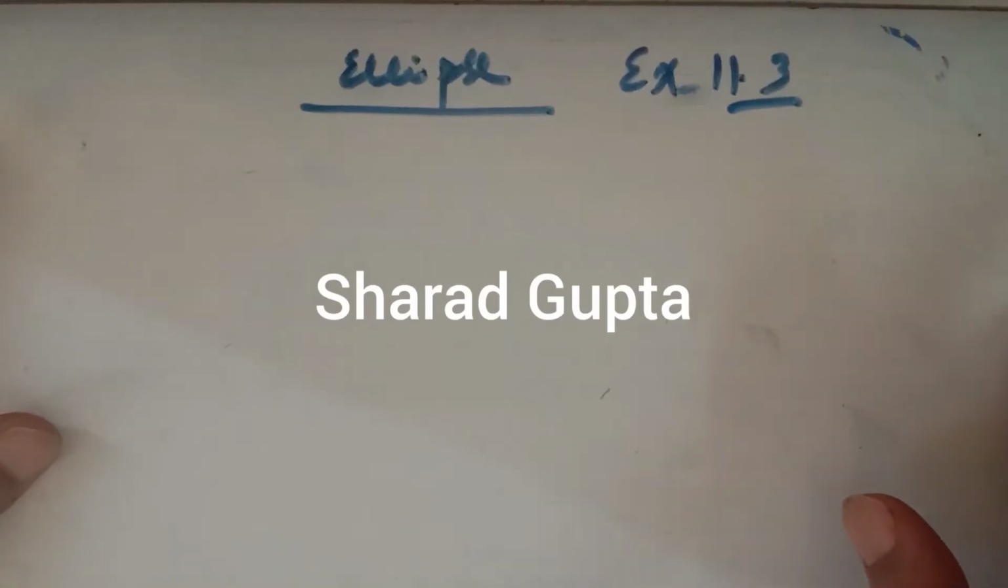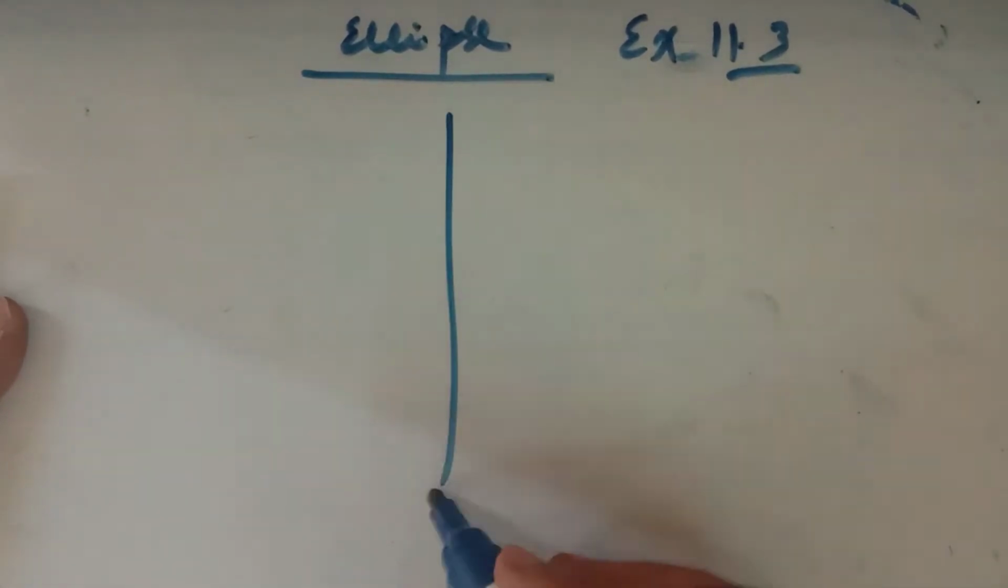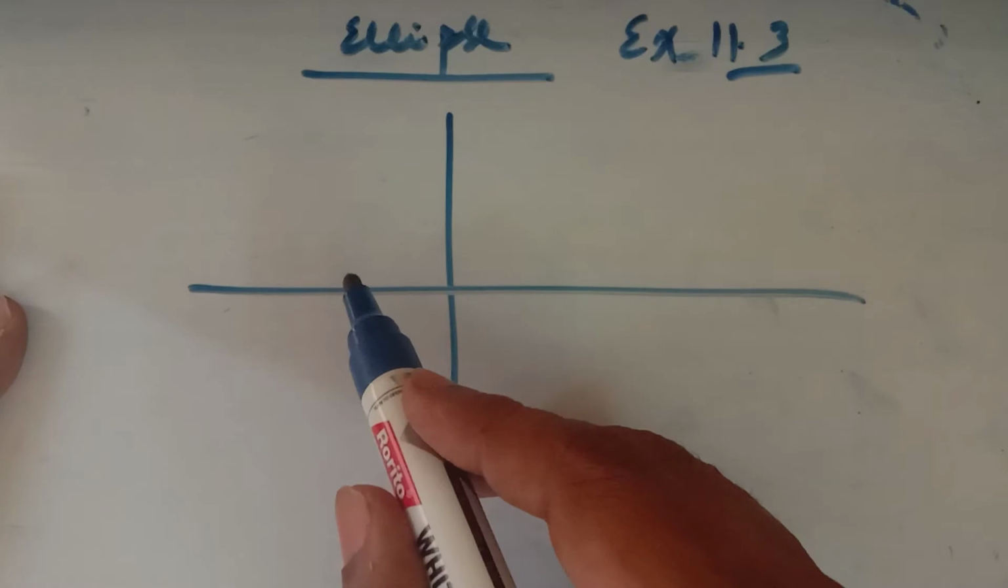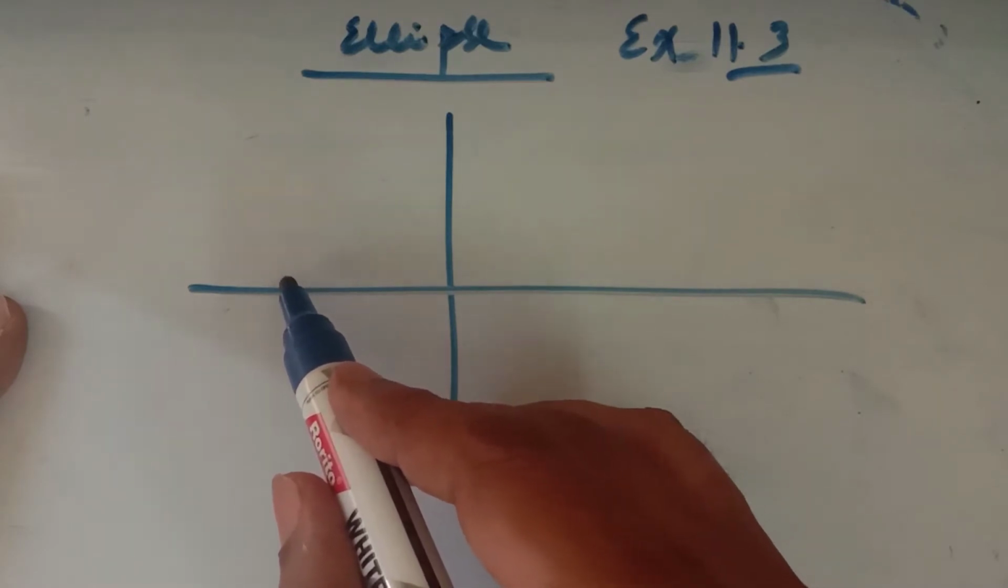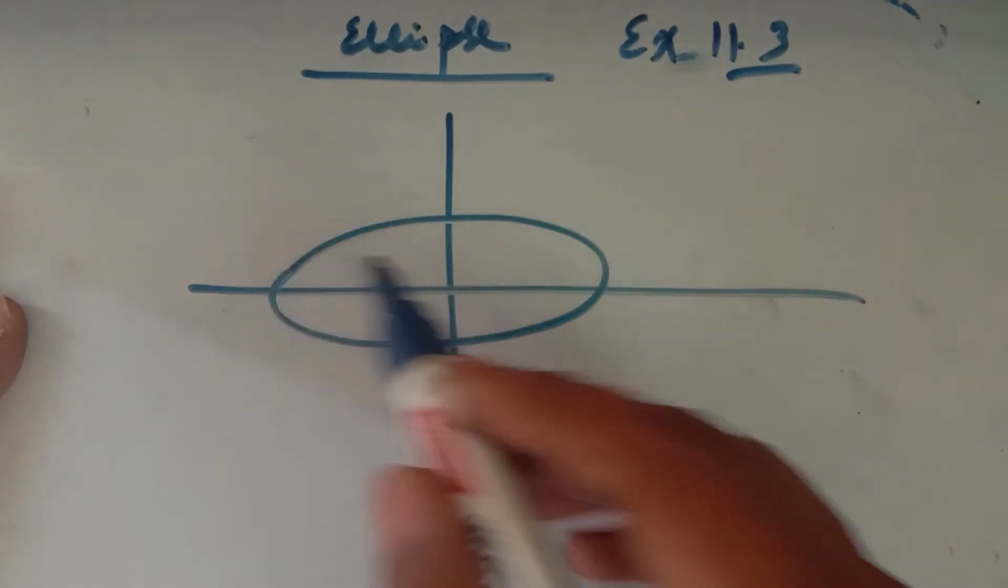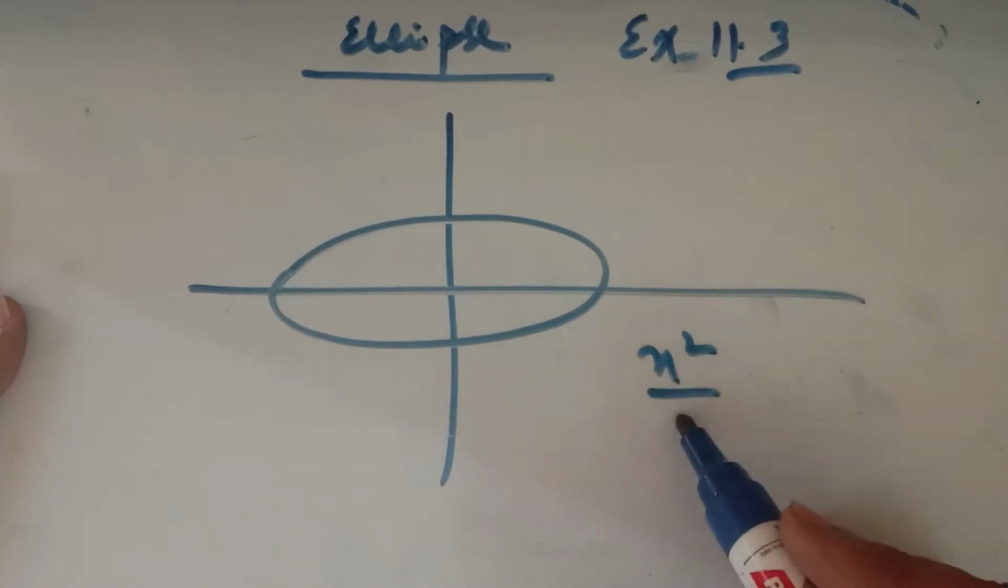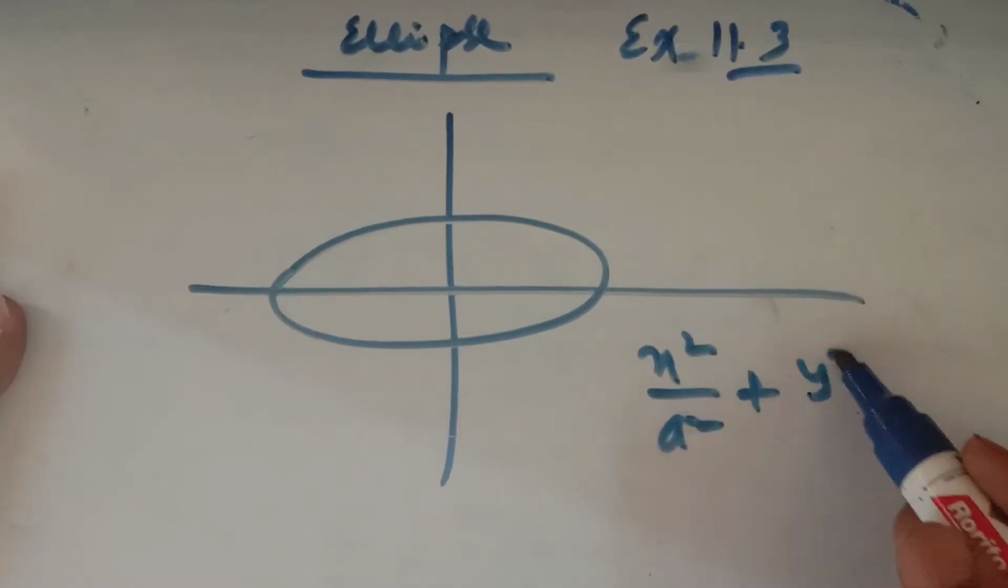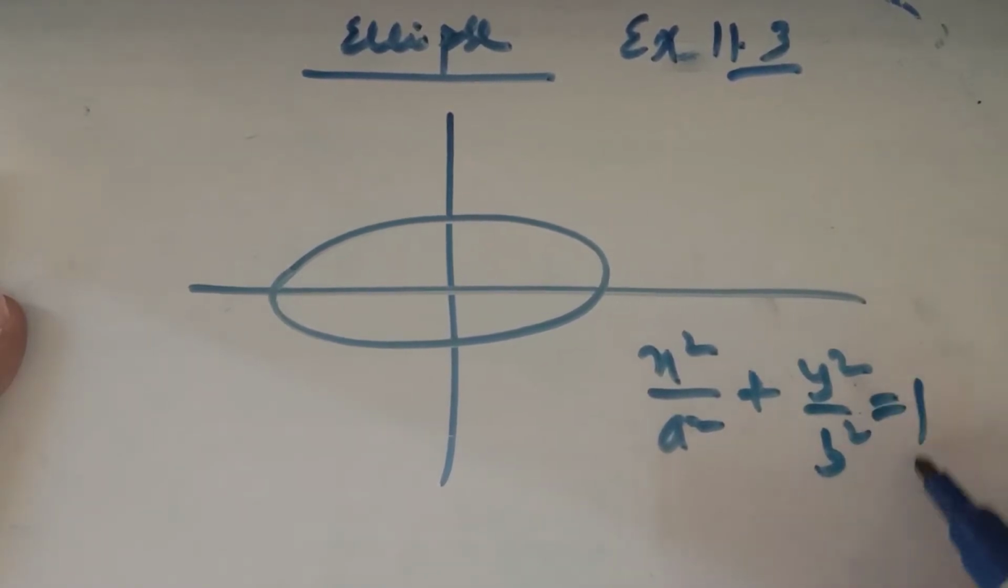Hello, this is lecture number 5 for the chapter Conic Sections for class 11th. In the last lecture we discussed what an ellipse is and what the form of the ellipse is. We have done that. There are two types of ellipse. The first is the horizontal ellipse, and its formula is x square upon a square plus y square upon b square is equal to 1, and a is always greater than b.